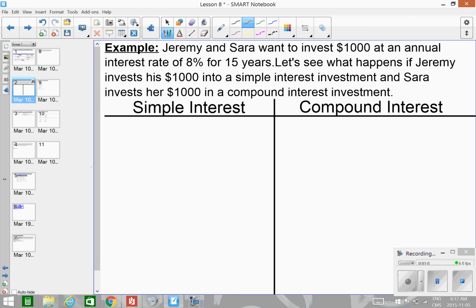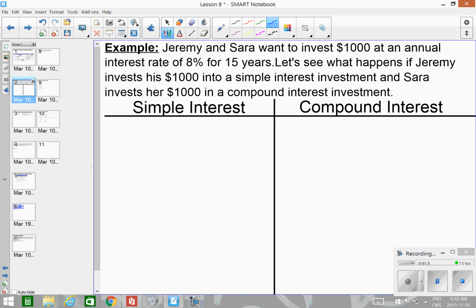So Jeremy and Sarah both want to invest $1,000 at an annual interest rate of 8% for 15 years. Let's see what happens if Jeremy invests his on a simple interest investment and Sarah invests hers in a compound interest investment. All right, let's do simple interest first. And we're going to do this by year, okay?